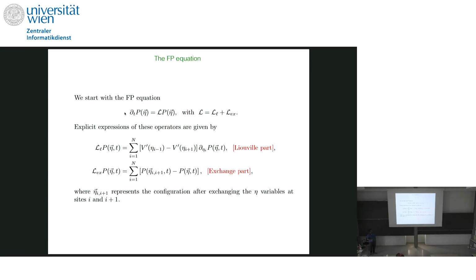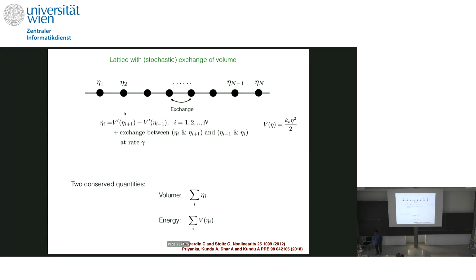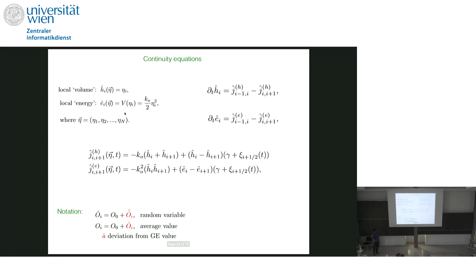And the Fokker-Planck equation you can easily write down. The Fokker-Planck operator will have two terms, the Liouville term and the exchange term. This is the Liouville part and this is the exchange part. Here, eta I plus 1 represents the configuration after exchanging the eta variables at I and I plus 1. These exchanges are Poisson processes, right? So I'm representing those processes by some noise.